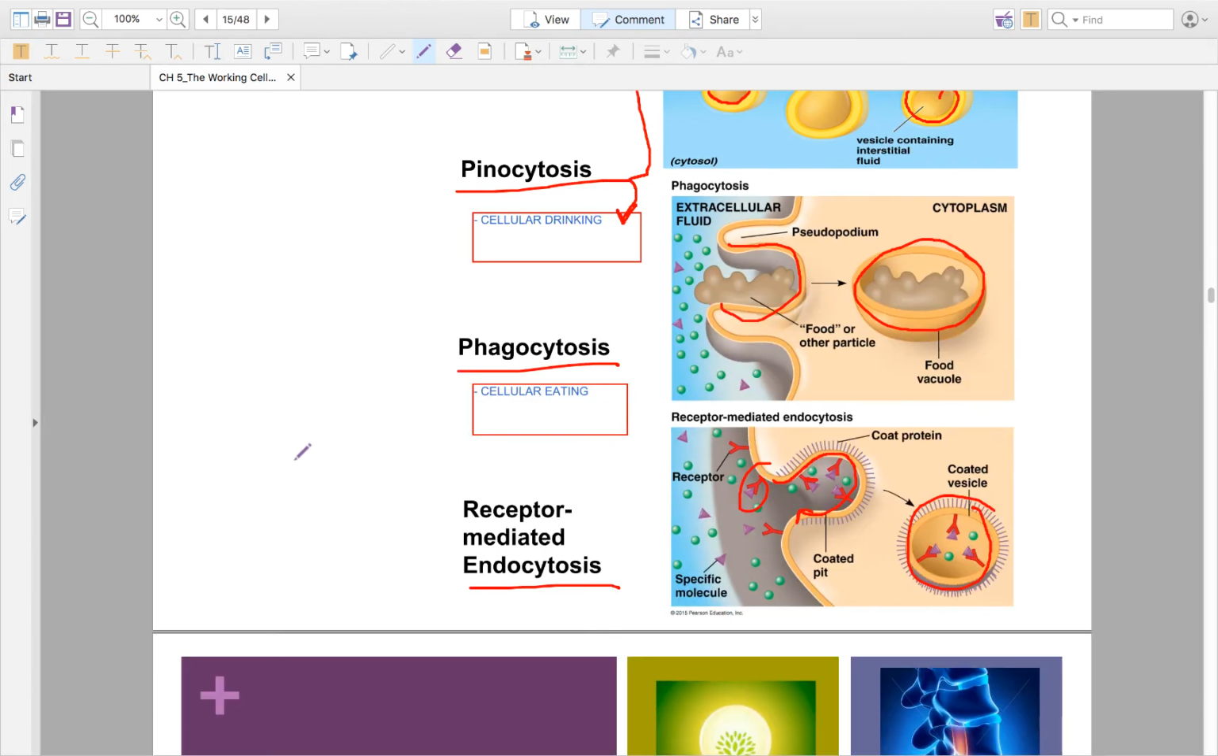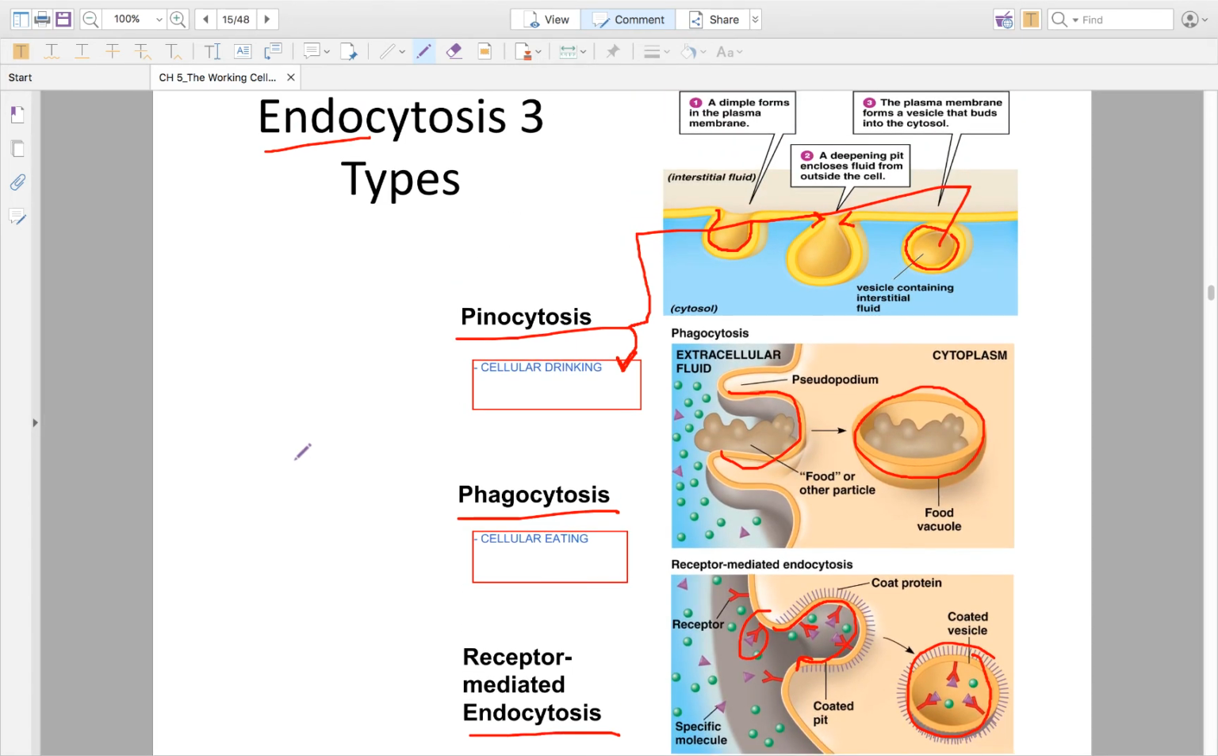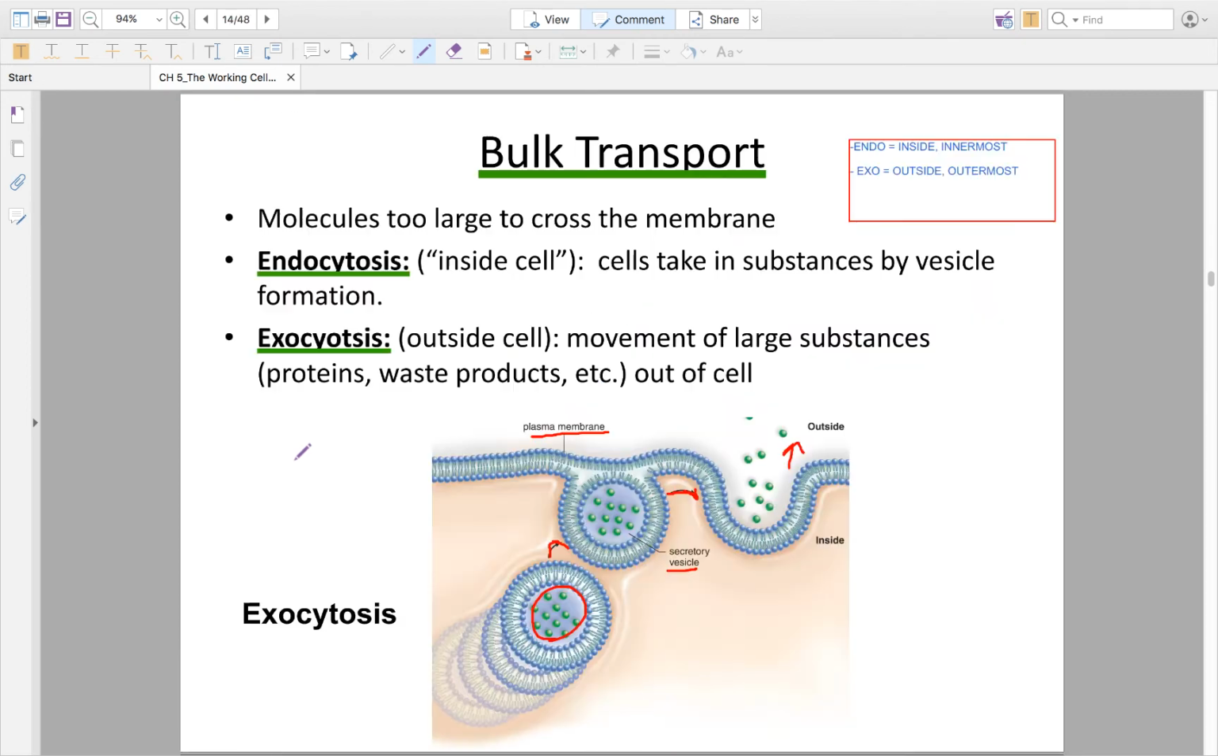Pretty straightforward. This is all in reference to bulk transport. And think bulk means bulky, and that's the bottom line.